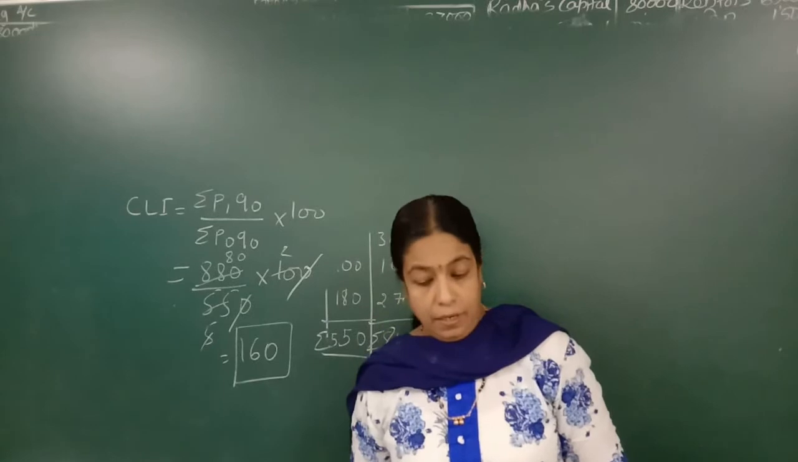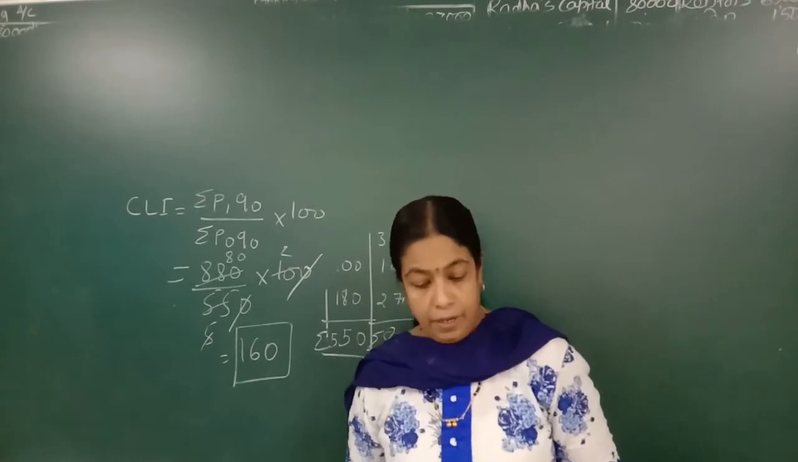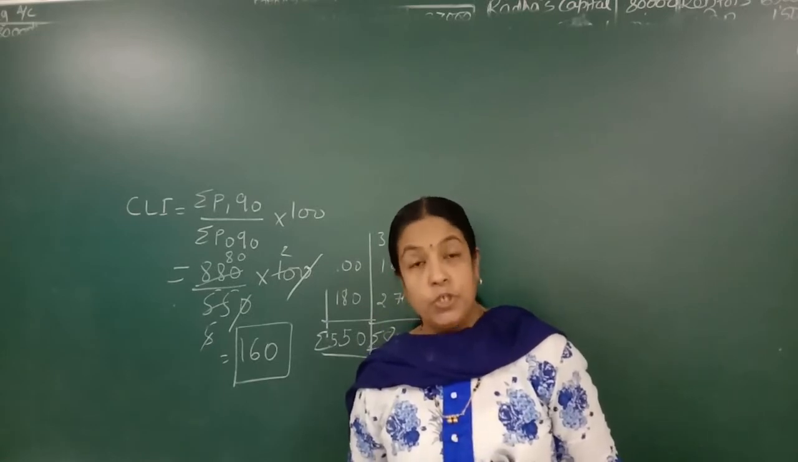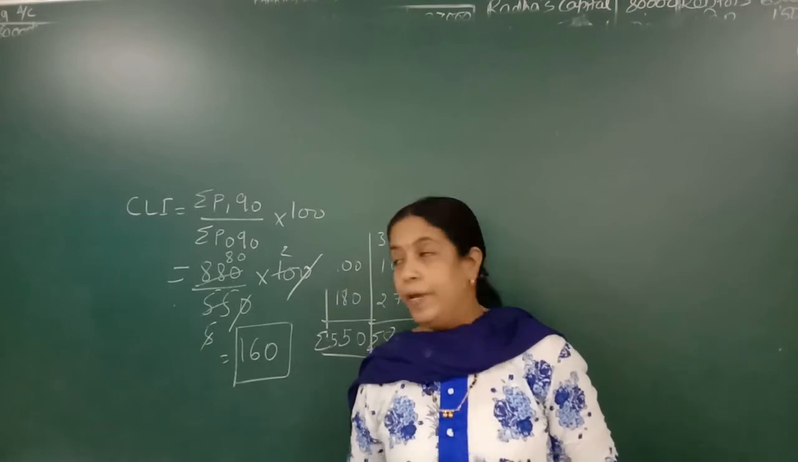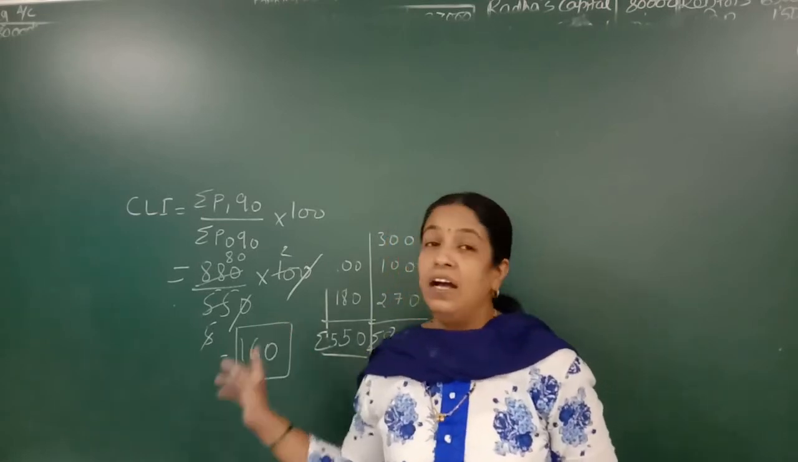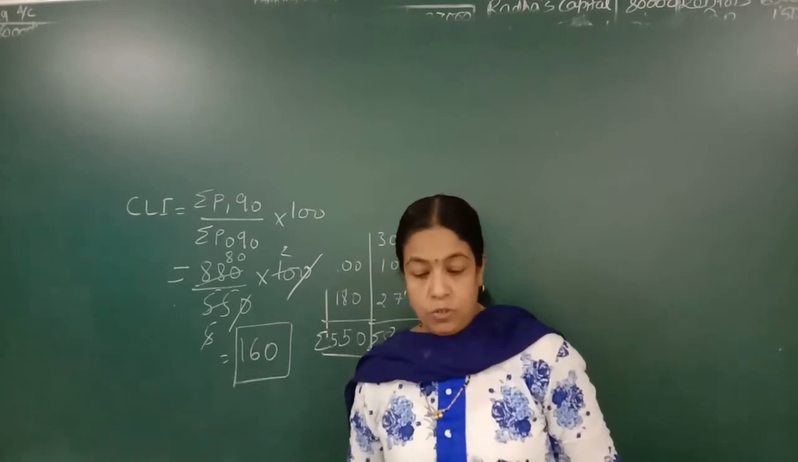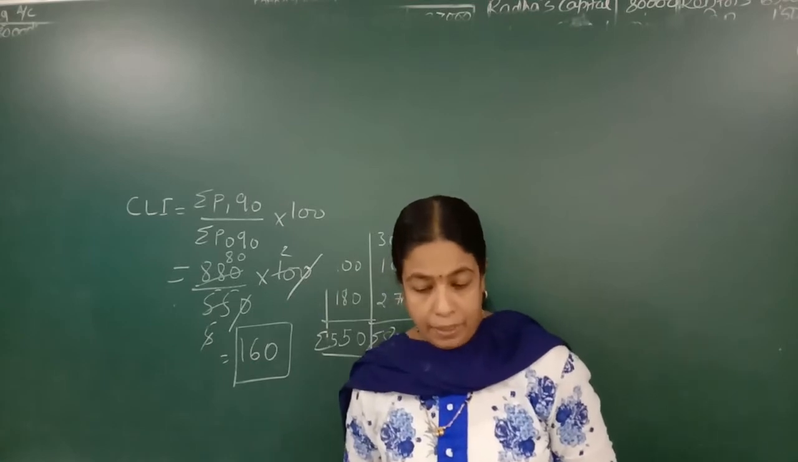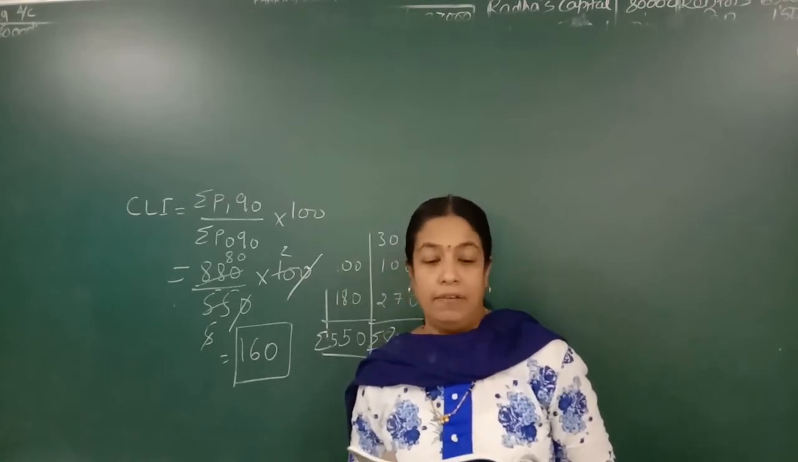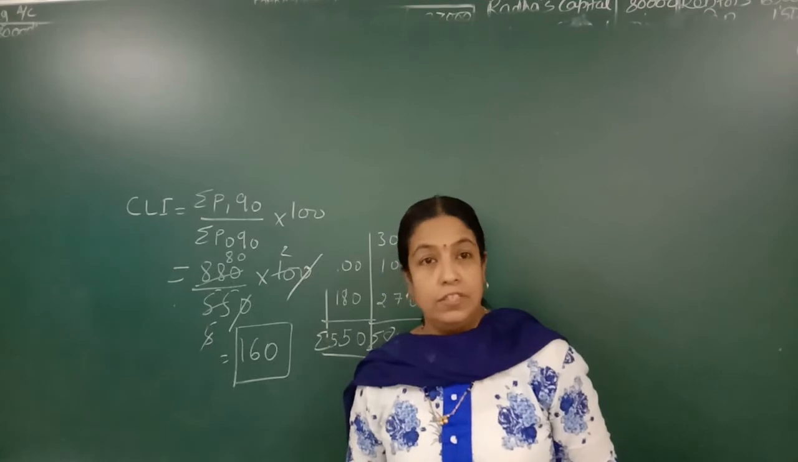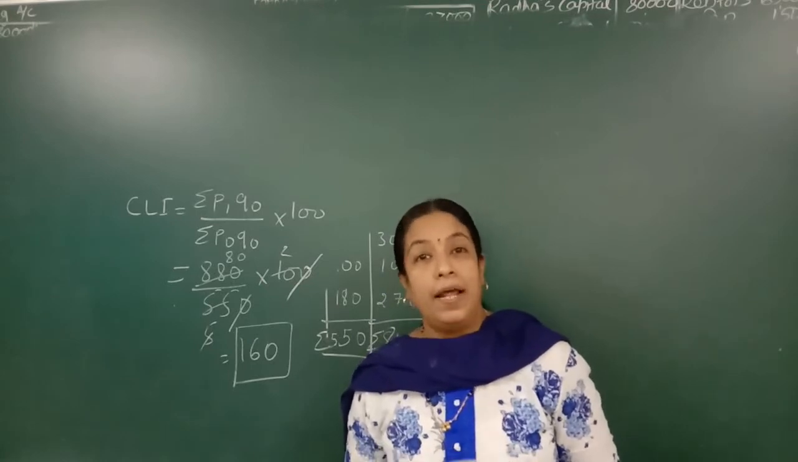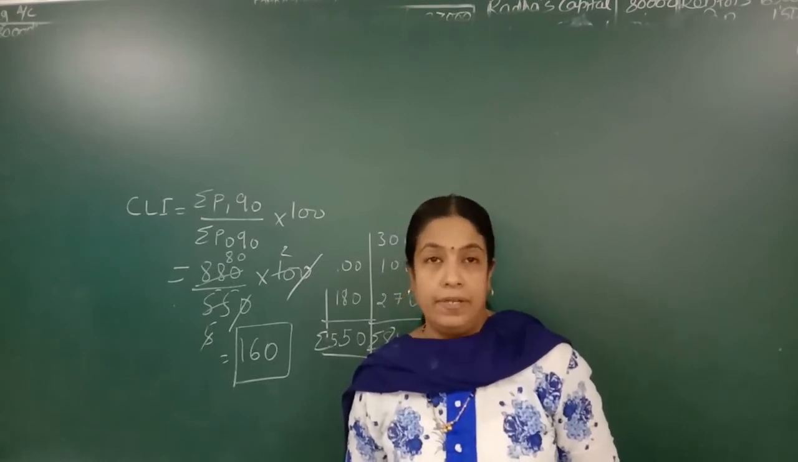Now what is the interpretation? A person earning rupees 100 in the base year should earn rupees 160 in the current year so as to maintain the standard of living. This is called the interpretation of cost of living.